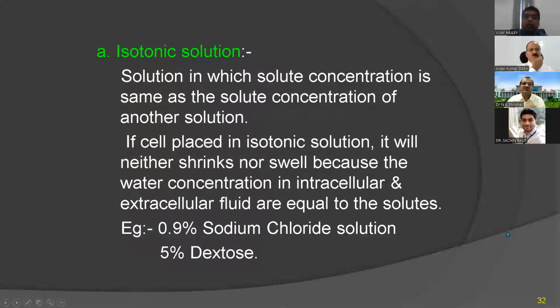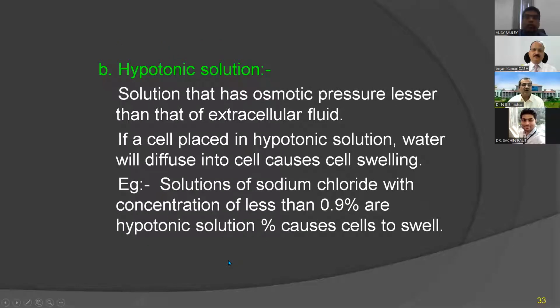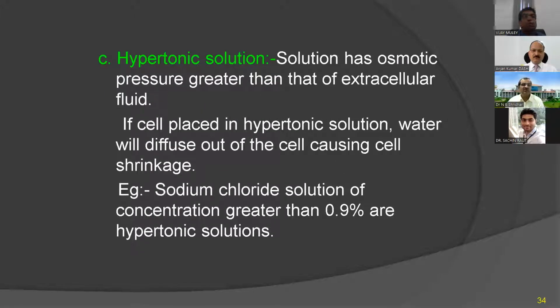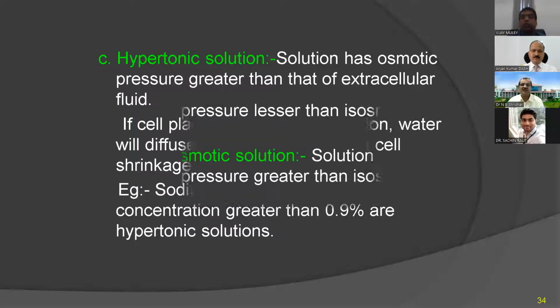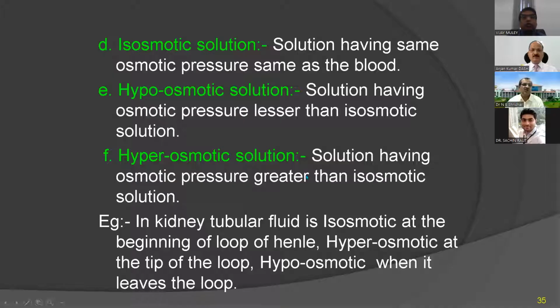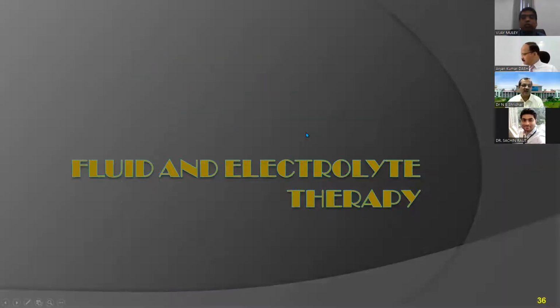Then isotonic solution, in which the solute concentration is the same as the solute concentration of another solution. The example is 0.9% sodium chloride and 5% dextrose. Hypotonic means the concentration is very low. The solution has an osmotic pressure lesser than that of the extracellular fluid. Hypertonic means the concentration is more. The solution has an osmotic pressure greater than that of the extracellular fluid. So all other things, once again, we will discuss when we actually discuss fluid and electrolyte therapy.